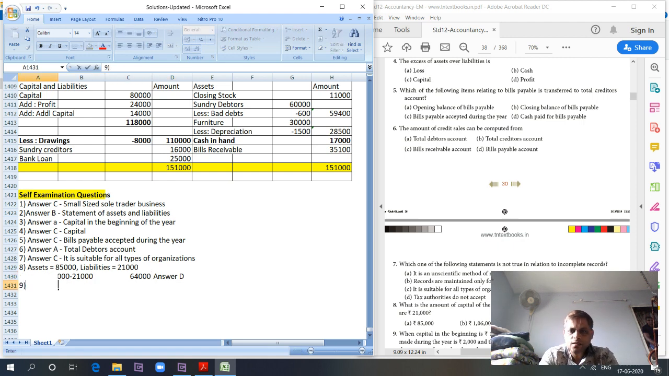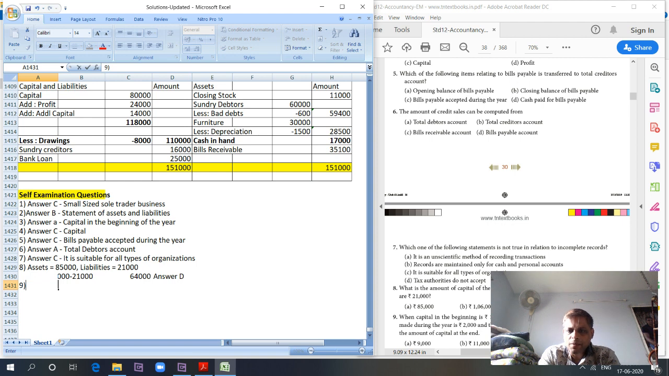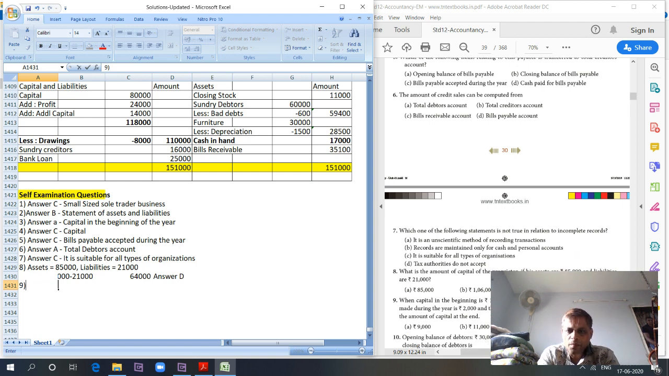Ninth question. When capital at the beginning is 10,000 and drawings during the year is 6,000, profit made during the year is 2,000 and additional capital introduced is 3,000, find out the capital at the end. We have to identify the adjusted closing capital and then do this. So what are all the things that we have here?